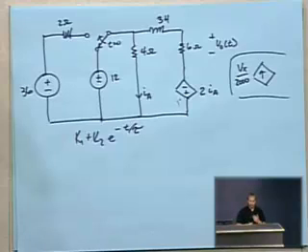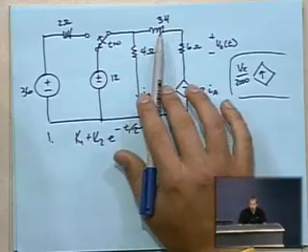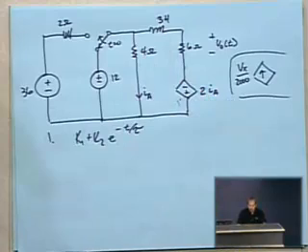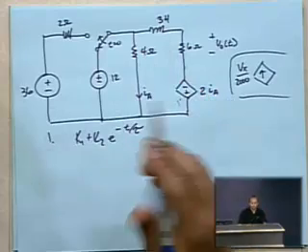So, the first step is to assume this form. The second step is to solve for the value of the storage element at time equals 0 minus. And in this case, because it's an inductor, we'll solve for the current that's running through that inductor.